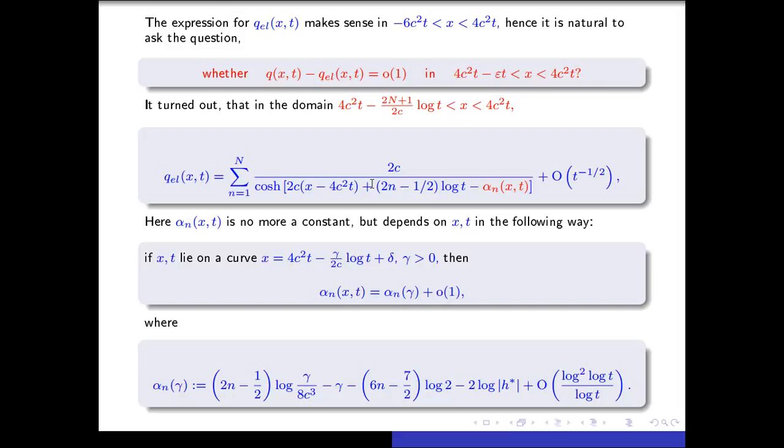And it turned out that Q elliptic has the following asymptotics in the logarithmic neighborhood of the leading edge, which is very similar to what we just saw for Q two slides ago. We have exactly the same logarithmic domain, and a slightly different error term. Here we have t^(-1/2) instead of t^(-1/2+σ). But this is not very significant, and the main distinction is in the phase α_n(x/t).